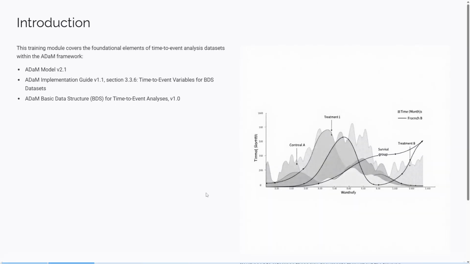This training module covers the foundational elements of the time to event analysis datasets within the ADaM framework. The version is 2.1 and the implementation guide is 1.1, section 3.36, where you can see the time to event variables for BDS data structures.